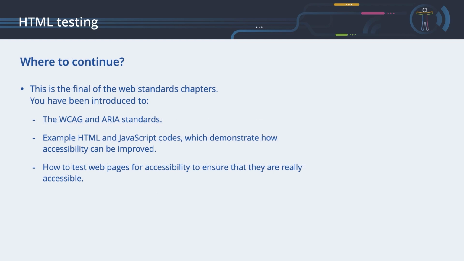Where to continue? You have seen an introduction on how to test a website for accessibility. This is the final of the Web Standards chapters. You have been introduced to the WCAG and ARIA standards. You have seen what they are and how their application can improve the accessibility of web pages. Example HTML and JavaScript codes, which demonstrate how accessibility can be improved. How to test web pages for accessibility to ensure that they are really accessible.